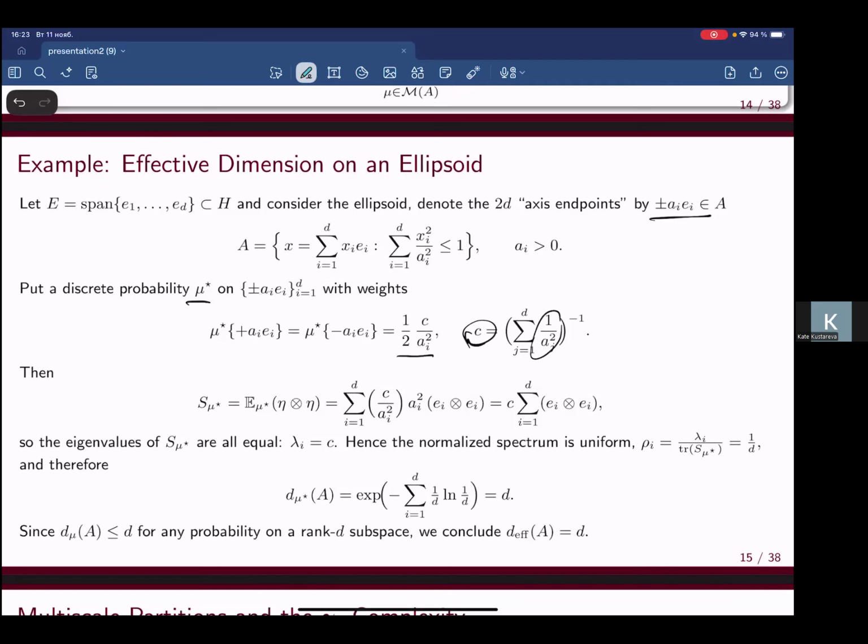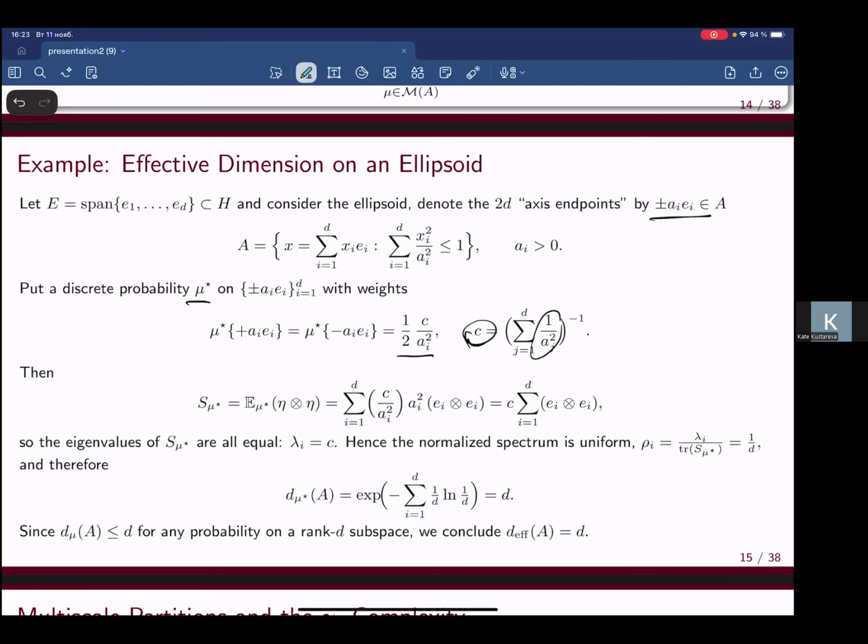So what is S mu? The next question is the expected tensor product of the points of the set, weighted by the probability measure mu star. And in simpler terms, S mu is an analog of a covariance matrix, but defined in a Hilbert space. And it captures how the mass of the measure is distributed along different directions.